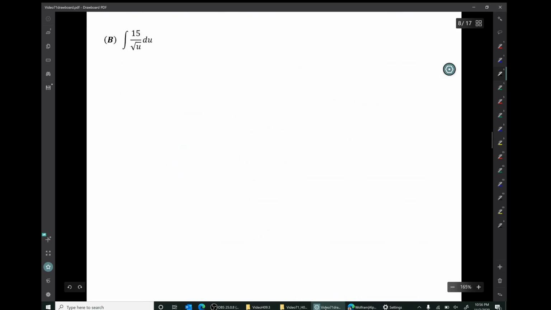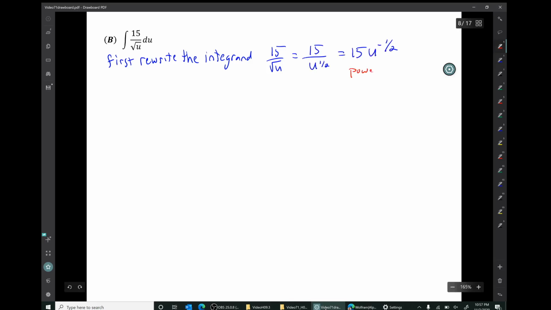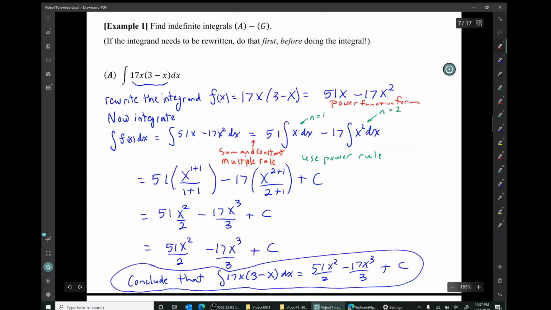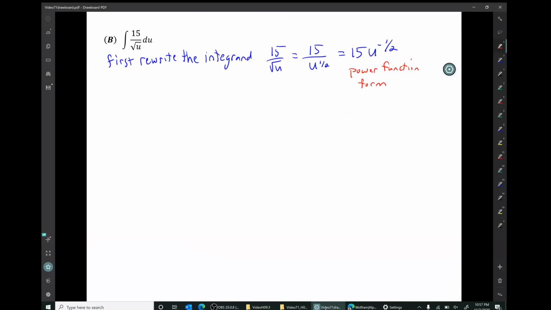Let's go on. Question B. The integral of 15 over square root of u du. Well, again, the theme for today is a lot of integrals where you need to first rewrite the integrand. Notice what we're rewriting the integrand into. We're rewriting it into power function form. I should have mentioned that in the previous example. We have a form that is power functions multiplied by constants and added together. All right, so now we've rewritten the integrand, we can find the integral.